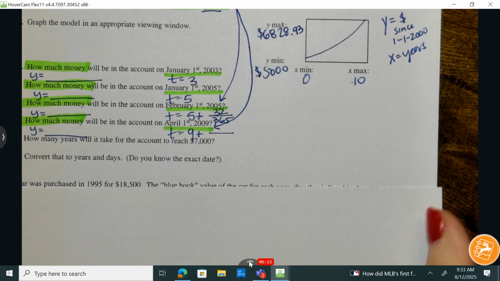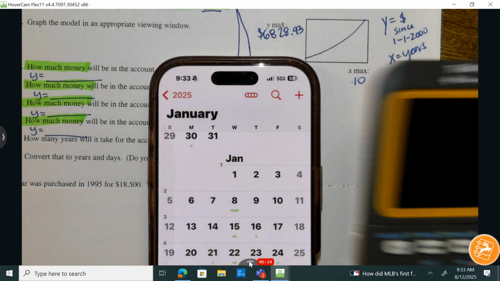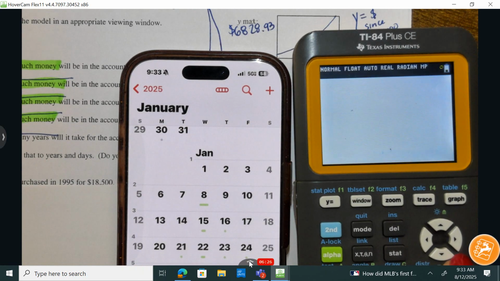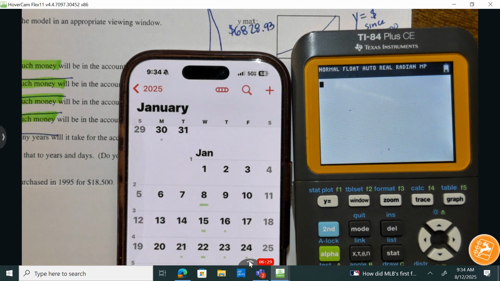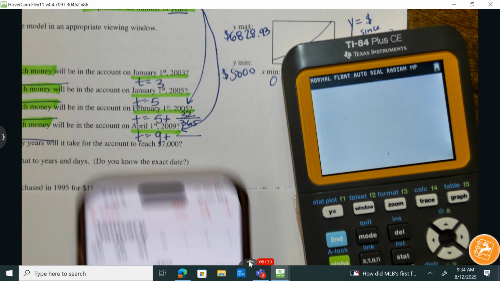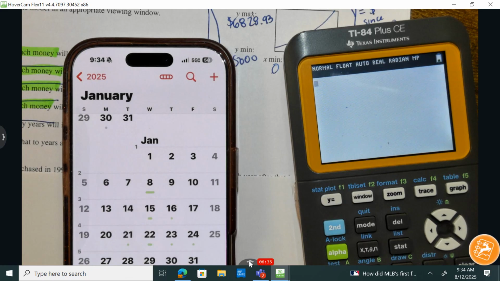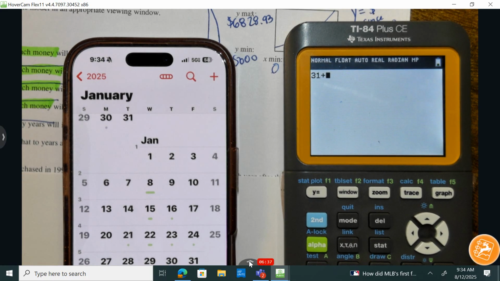There's this extra. So what I would like you to do right now is grab a calculator and press clear. Just press clear. Don't restart it. Don't do second plus 7, 1, 2. We're just going to press clear. We're going to count all the way up to February 1st. So you ready? We're starting here. Please type in 31 onto your calculator just like I'm doing.